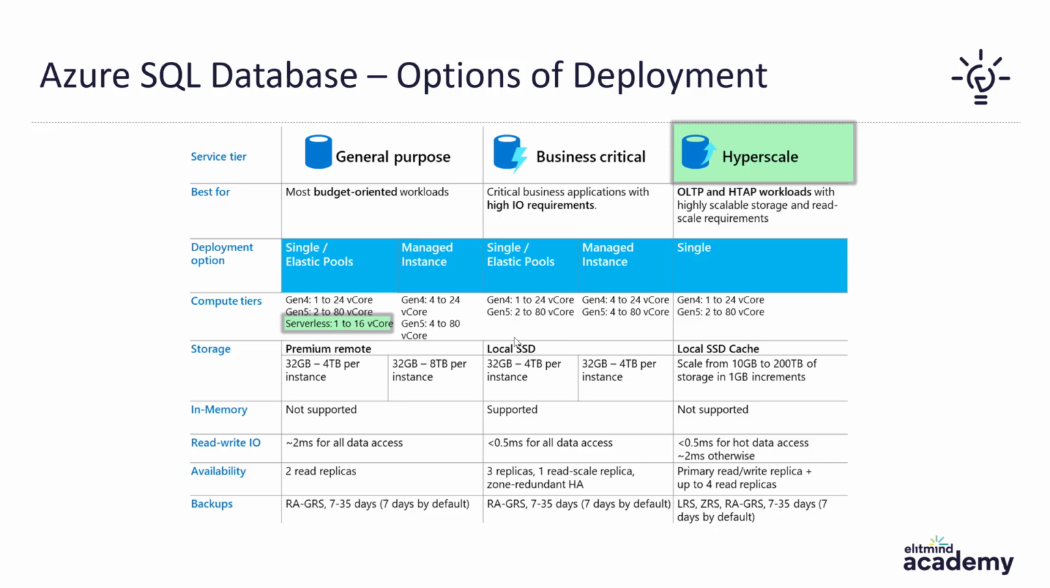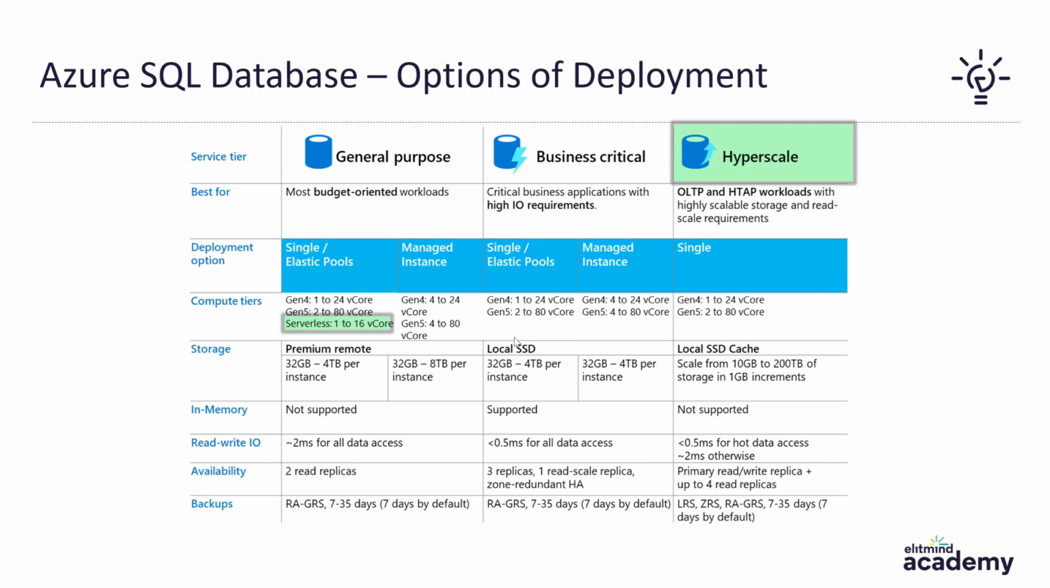Now the service tiers that Microsoft presents are different from the IO perspective. So for general purpose tier, the premium remote storage is used. This is the slowest one. For business critical, local SSDs can provide you significant improvement from the transaction log perspective. And hyperscale is something that definitely serves the best as the transactional highly demand workloads. And also it can be an option for mixed workloads when you mix OLTP with analytics.